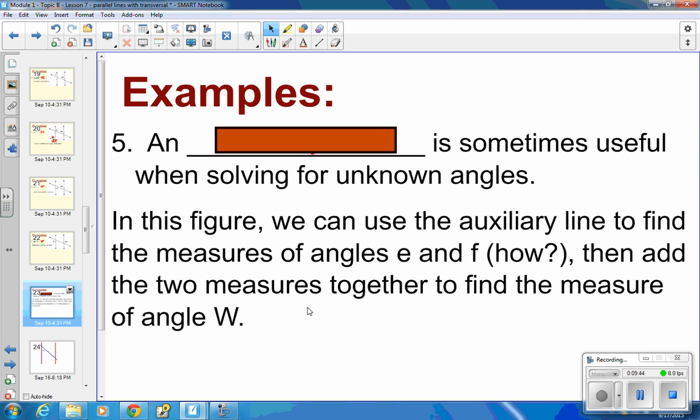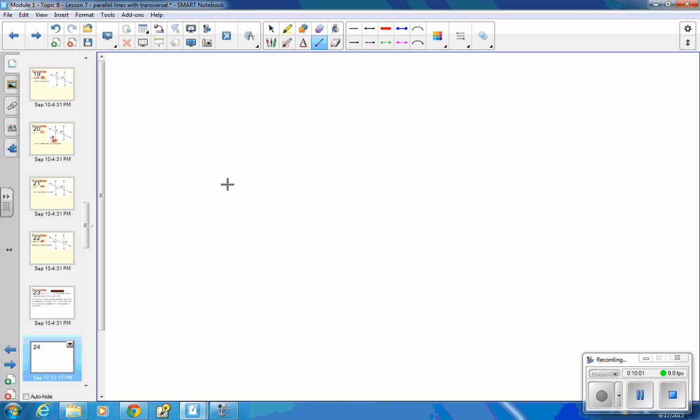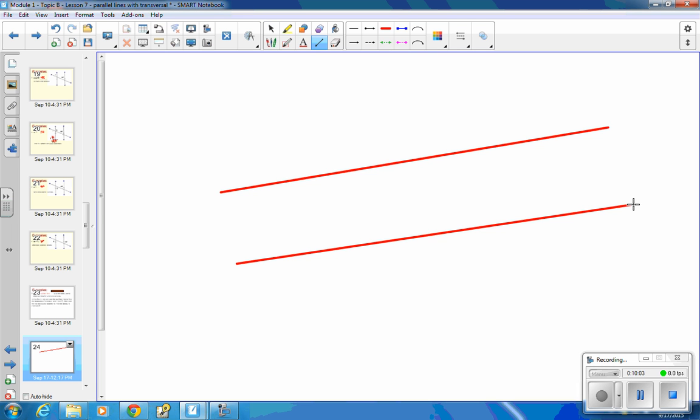Our new vocabulary word for today is auxiliary line. So we would use an auxiliary line for solving some problems whenever we don't have enough lines drawn and we have to prove a point. So if I have a picture, let's draw some parallel lines here. I've got a parallel line here, a parallel line there, and then I'll just put in some segments here. Say I've got a segment that goes this way and a segment that comes back here.